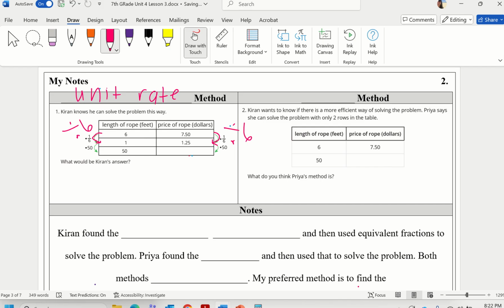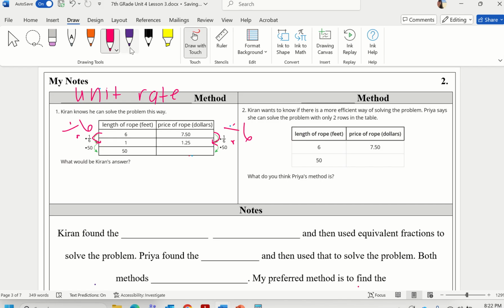After he found the unit rate, so he went from 6 feet of rope that cost $7.50. He divided 6 divided by 6 to get 1 foot of rope, and $7.50 divided by 6 to get $1.25. So now we know 1 foot of rope costs $1.25. The next step that we're going to do is figure out how much 50 feet of rope would cost.